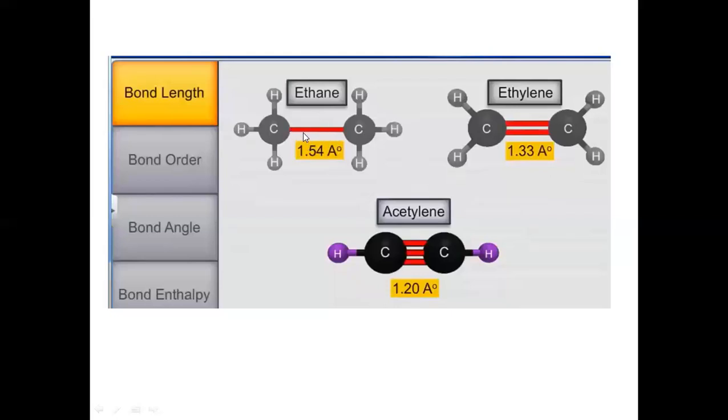See here, in the single bond, the bond length is more. In the double bond, the bond length is less, and in the triple bond, the bond length is very less, that is 1.54, 1.33 and 1.20 Angstrom. This is ethane, ethene and ethyne, acetylene. Ethylene also you can say.